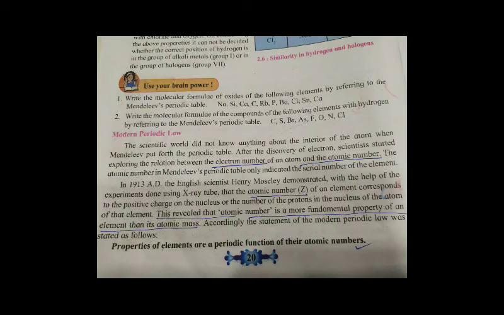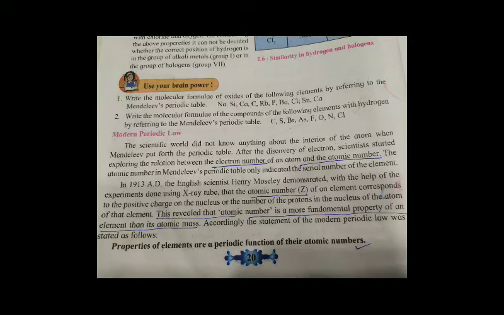Hello friends, up to this we studied the common thing in all three classifications, that is Dobereiner's triads, Newlands' octaves, and Mendeleev's periodic table: atomic mass. When these scientists tried to classify elements, the scientific world did not know anything about the interior of the atom.